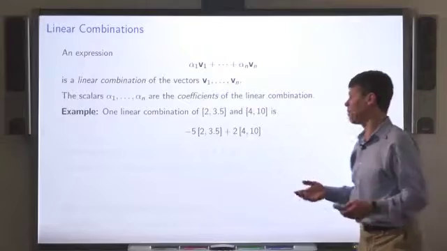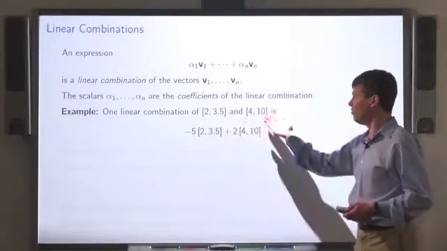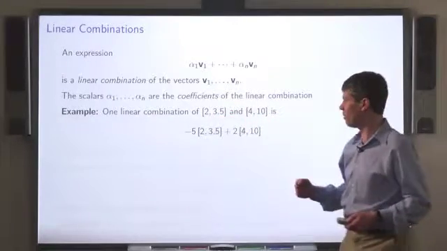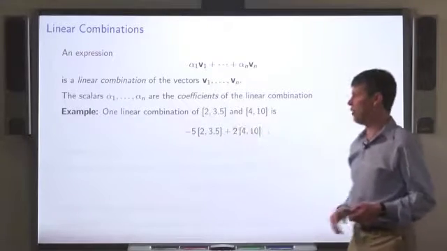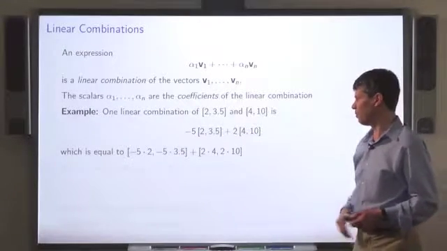So here's a simple example. One linear combination of these two vectors is this. Multiply the first one by -5, the second one by 2, and add the result. So it's equal to this.